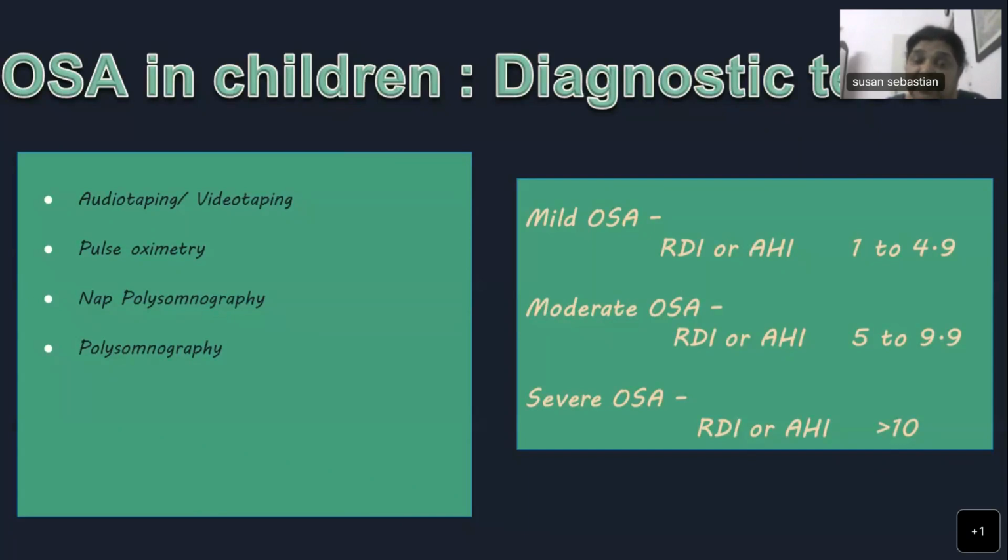And the grading of the OSA is also different in children. Children should not have any apneic episodes. So the normal is up to 1. Anybody having more than 1 has abnormal breathing. 1 to 4.9 is considered mild OSA, 5 to 9.9 is considered moderate OSA, and more than 10 is considered severe OSA.